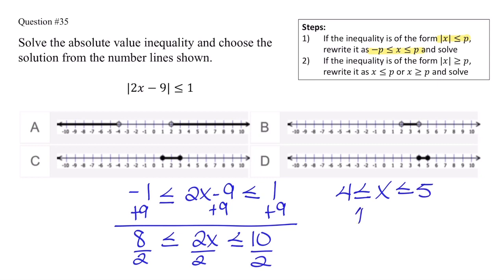So notice that these are both less than or equal to, so I need two filled in endpoints at 4 and 5, right? And it's a compound inequality, so it's going to shade everything in the middle. So the solution that matches is going to be answer choice D.